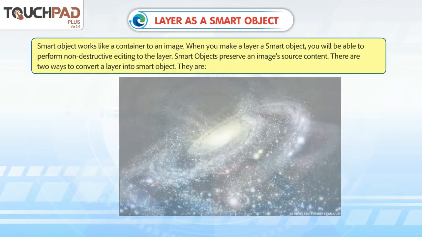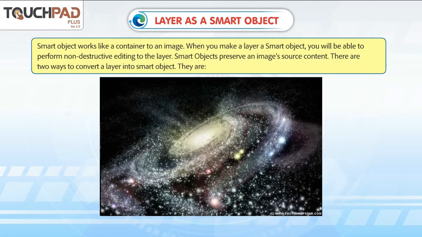A smart object works like a container to an image. When you make a layer a smart object, you will be able to perform non-destructive editing on the layer. Smart objects preserve an image's source content. There are two ways to convert a layer into a smart object.